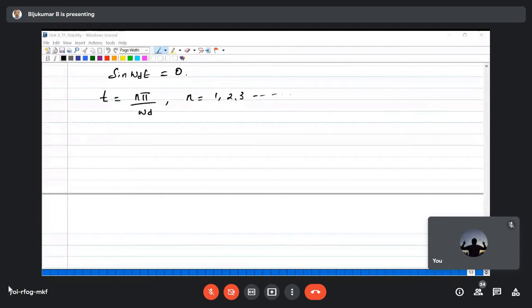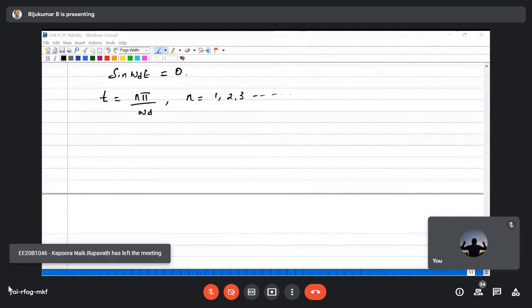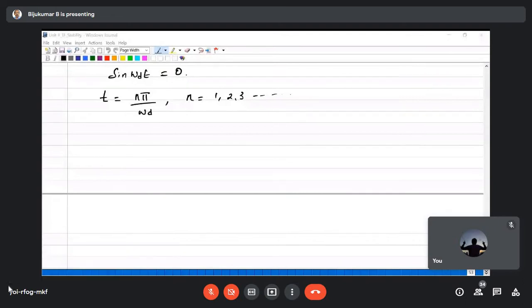Then we have derived the relation between rise time and damping ratio, that is pi minus theta by omega d, where theta is equal to tan inverse of root of 1 minus zeta square divided by zeta. Now, the second parameter was peak time. Peak time is the instant of time at which the output reaches the first peak of the output. Right.